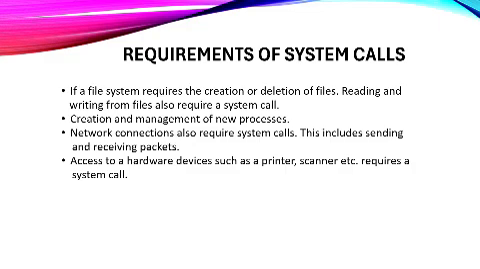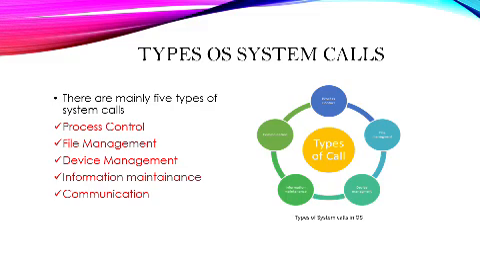So creation and management of new process is also done in system call. Access to hardware requires a system call. So without system call, we cannot directly access the hardware devices. And types of system call, we have majorly 5 types. They are process control, file management, device management, information maintenance, and communication.